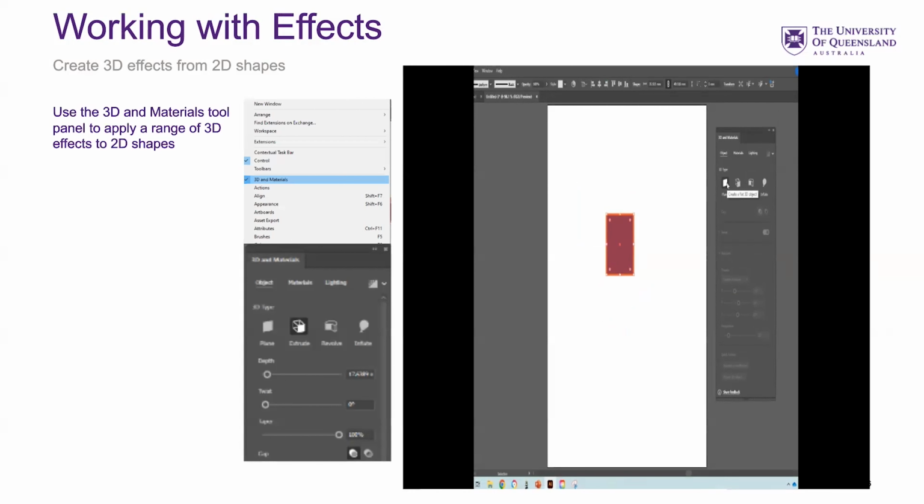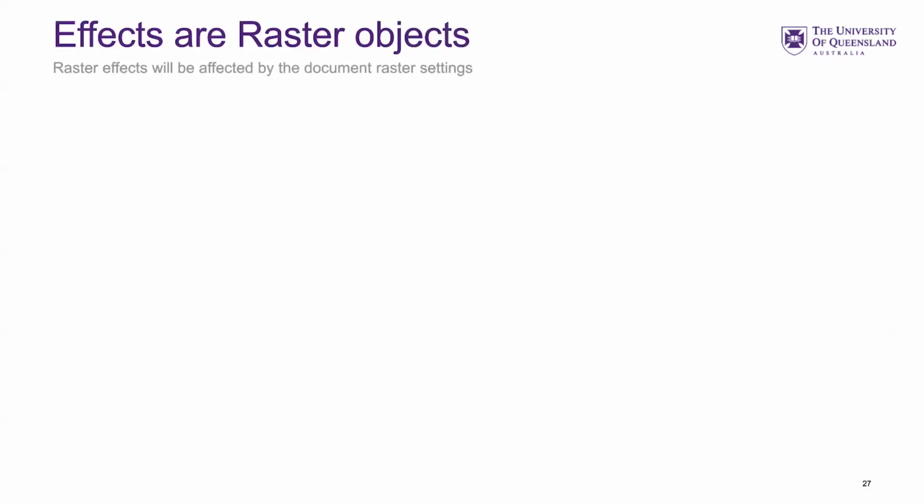Oh, yeah. So this is under the effects and 3D materials. All right, one thing that's worth noting is that effects are essentially raster objects, and they're effects that are applied as a transform to your original image. So this can be kind of handy.